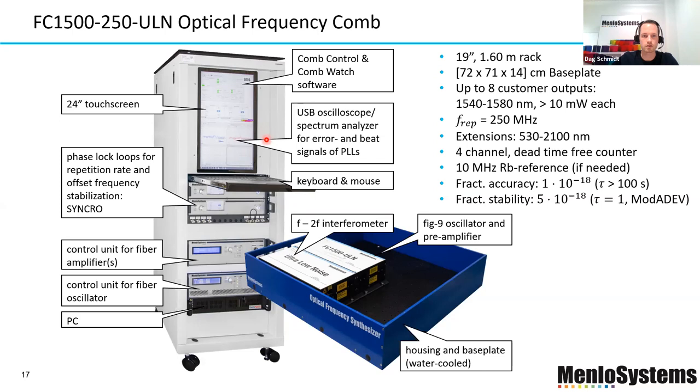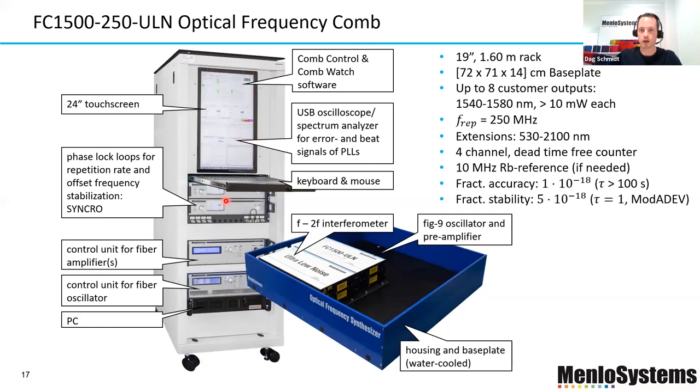In the electronics rack, there's a computer. There are also different control units for the fiber oscillator and the amplifier. And of course, the locking electronics is included. And here we have a 24-inch touchscreen, keyboard and mouse. And this is a complete metrology system. We have the software, CombControl and CombWatch included, and also a USB oscilloscope spectrum analyzer to show you the error signals of the two feedback loops.